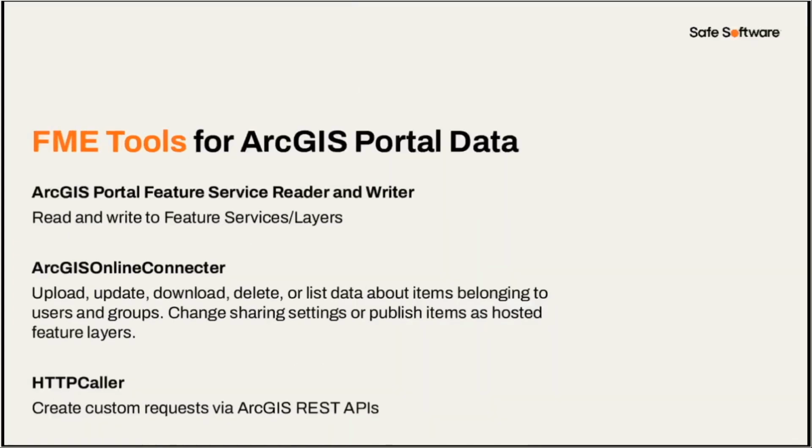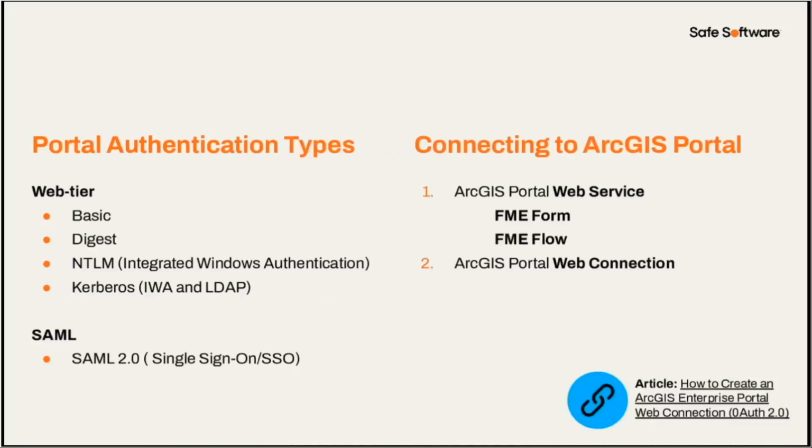And once that webhook data is ingested into an FME workspace, these are some of the tools that you might use for working with ArcGIS Portal data. We have a native reader and writer for working with hosted datasets, a connector for managing items, and the HTTP caller that can automate almost all other actions that you might need to perform in Enterprise. All you need is a web connection to your ArcGIS Enterprise. Note that the web connection needs to be configured for both your specific portal instance and both on FME Form and Flow.